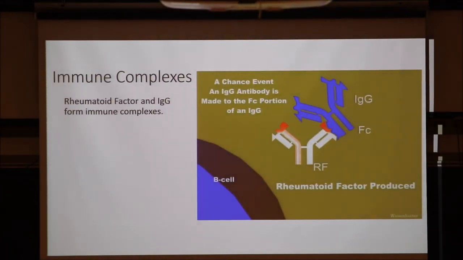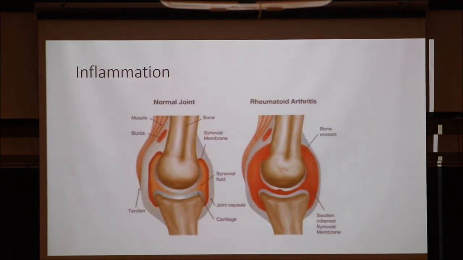So what happens is that the rheumatoid factors bind to the IgG molecules, and then they'll start to form immune complexes. That means that lots of the rheumatoid factors and the IgG molecules all start to bind together and form this larger complex. And then these complexes get deposited into tissues. The tissue of the synovium is where they get deposited.